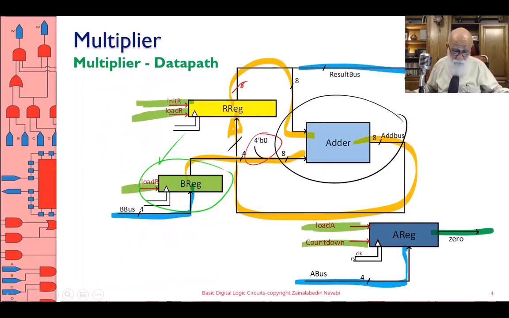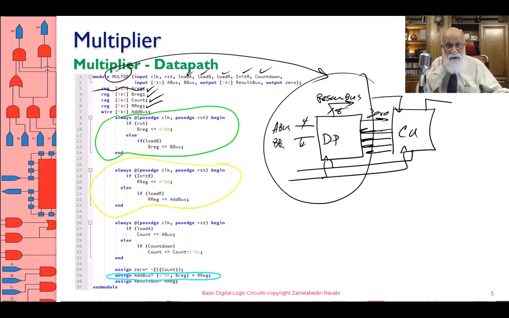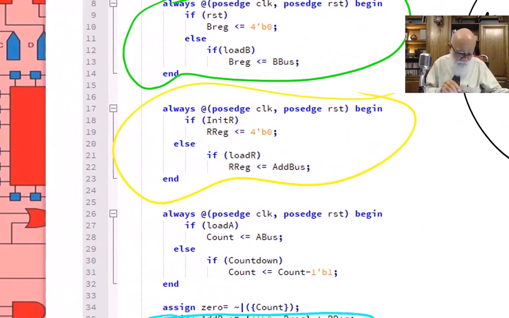And now go into the next register, which is the R register. This is the R register. The R register requires clocking and resetting. Well, they all require clocking, but then they need resetting, which is the initialization. So you're seeing that on line 17, I start with always, if init R is active, put 4 zeros into R reg, otherwise put add bus into R reg.